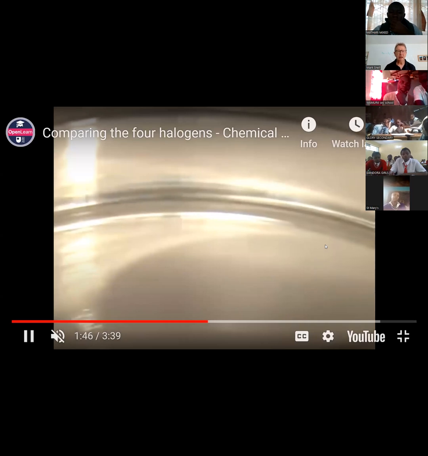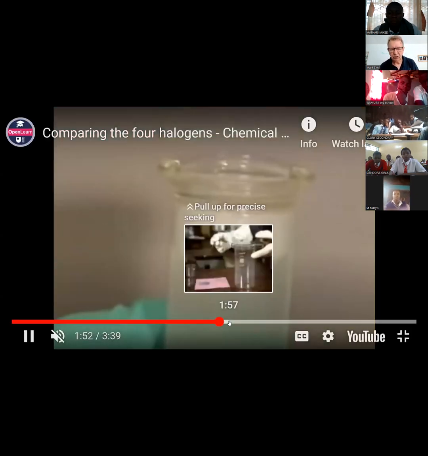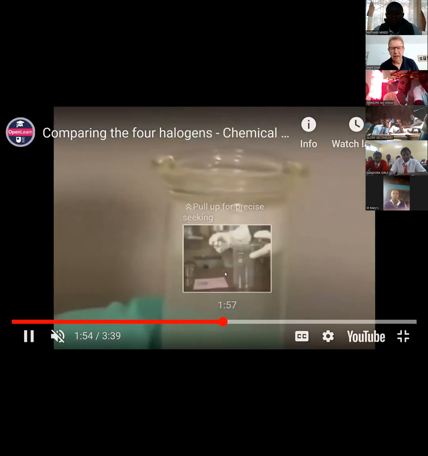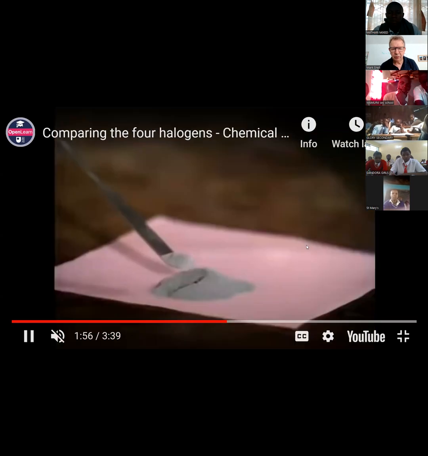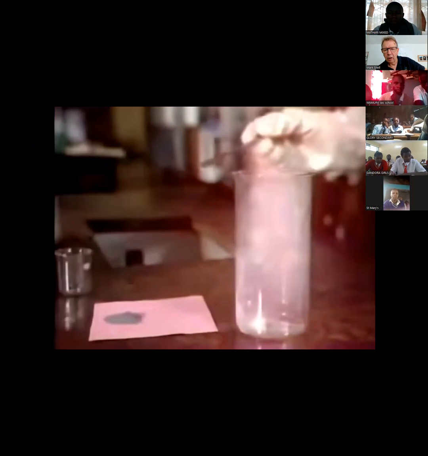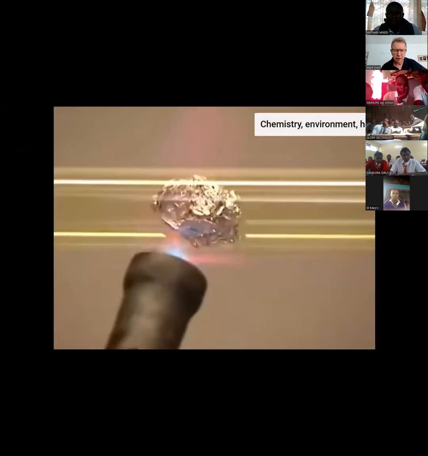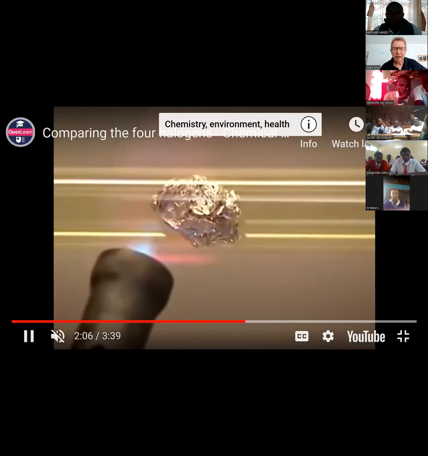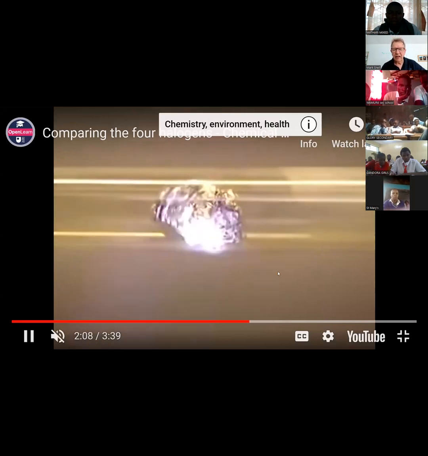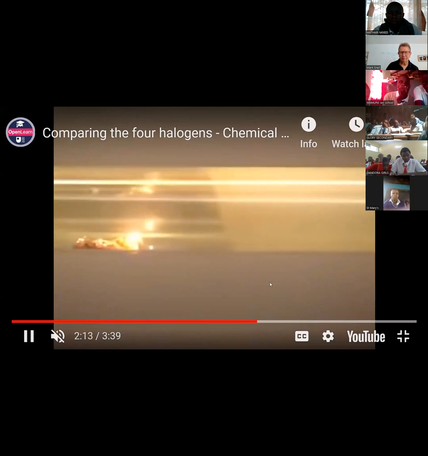There is another one here. Excuse me. Don't worry about that one. It's not very interesting. Here is some aluminium powder and a gas jar of fluorine. Throw it in and it just catches fire straight away. Here is some aluminium in chlorine. It's not so quick, but it still burns really pretty well.